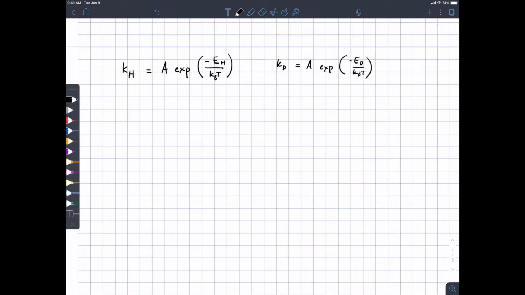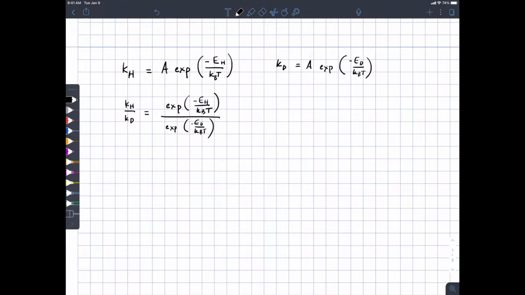So now with a little bit of logarithmic properties, we can see that the kinetic isotope effect, the ratio between the rate constant for hydrogen versus deuterium, is equal to the exponential of minus the activation energy for hydrogen divided by Planck's constant times temperature, and then we'll do the same thing on the bottom, but for deuterium. I'm just doing the algebra at this point.